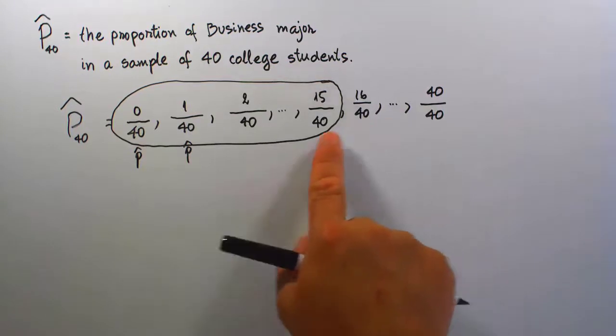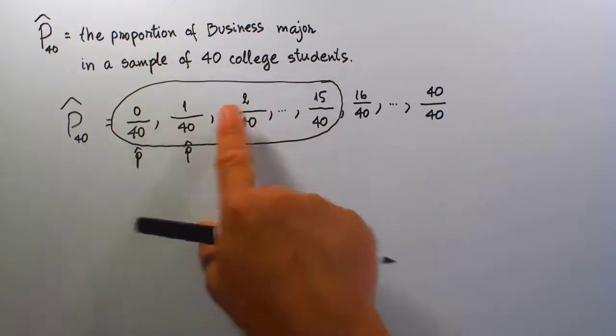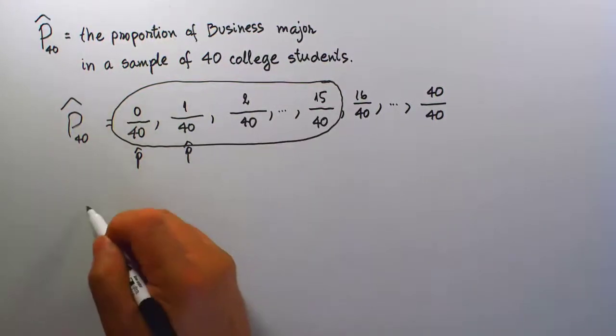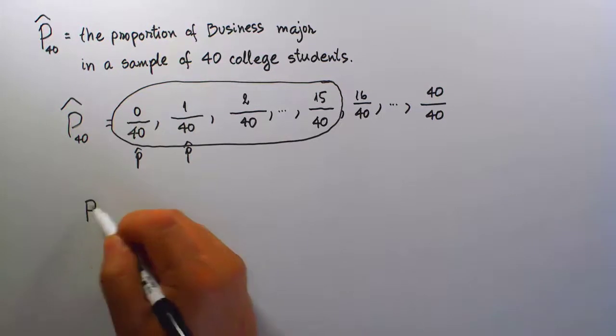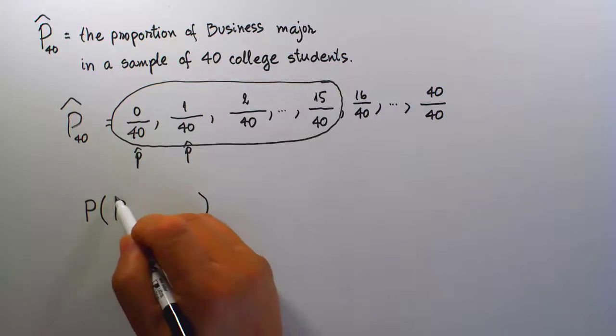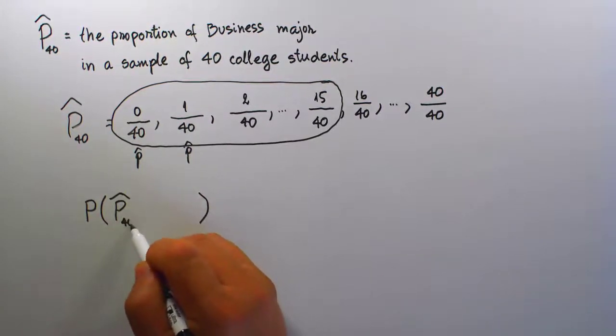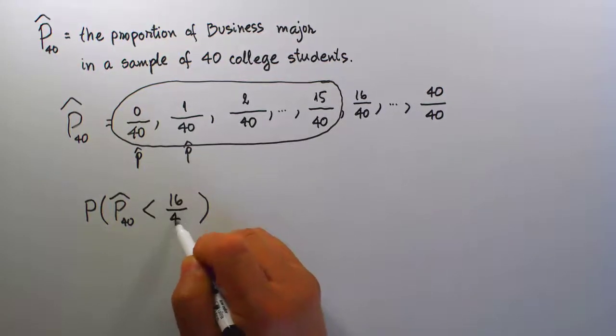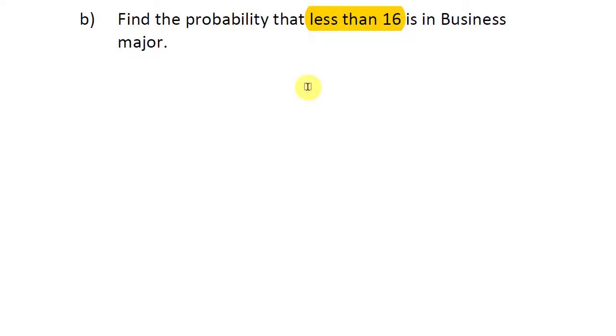So less than 16 means we're including the chance of having these counts anywhere 15 or less. Symbolically, I'm looking for the probability that my random variable, capital P hat 40, is less than 16 out of 40. That's how I'm formulating my question. And this is a probability question, as it says in the statement: find the probability that less than 16 is in business major.